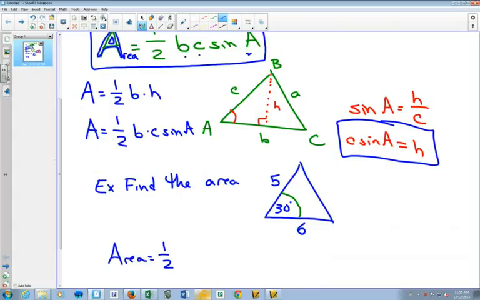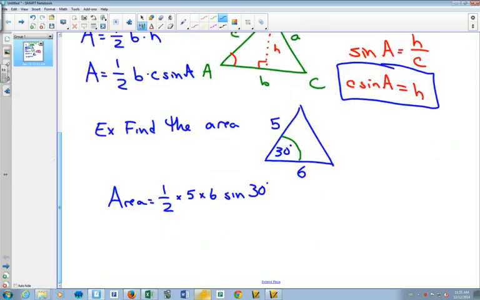So again, if I'm using 30, I can't use this side. I'd have to use the 5 and the 6. So 1/2 times 5 times 6 times sine of 30. A little bit of mental math without a calculator. No, you can do it. This could be a non-calculator part of your exam. 5 times 6, so 30 over 2, which is going to be 7.5.